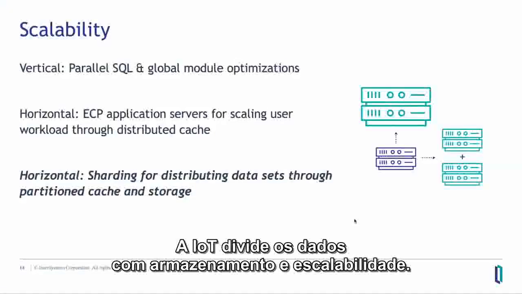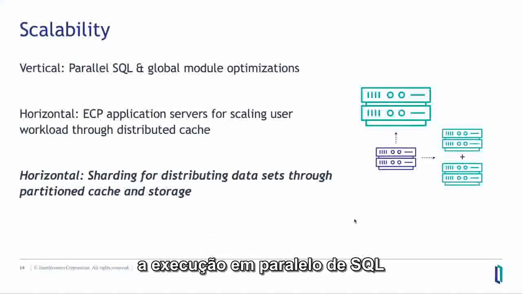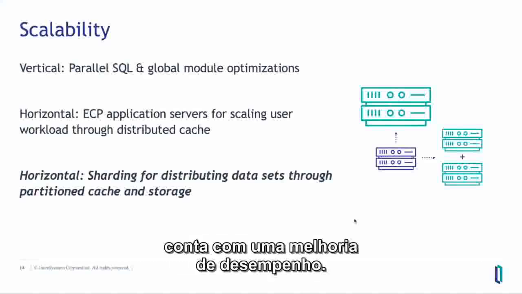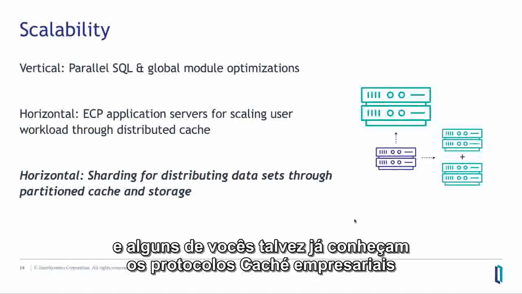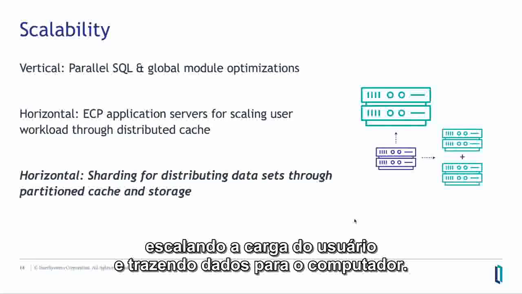The IoT device data, the storage, scalability. We have been providing vertical and horizontal scalability for decades already. In terms of vertical scalability, the parallel execution of SQL or optimizations to our storage, the globals module, every release of our technology has a performance improvement in it. In terms of horizontal scalability, some of you might be familiar with the enterprise cache protocol, where you have a single database server which shares its cache with multiple app servers sitting on top of it, scaling the user load, where we bring data to the compute.